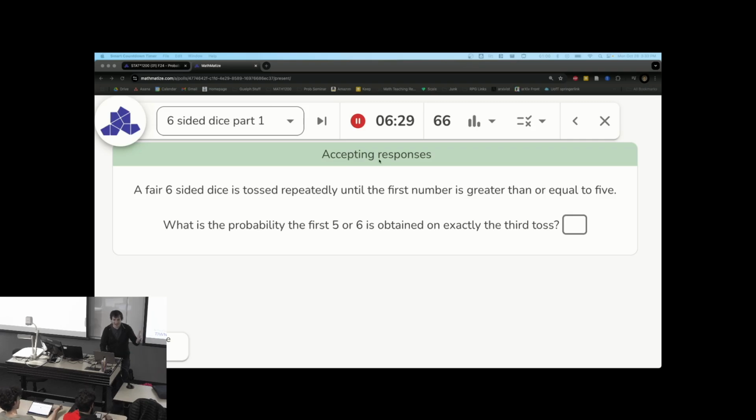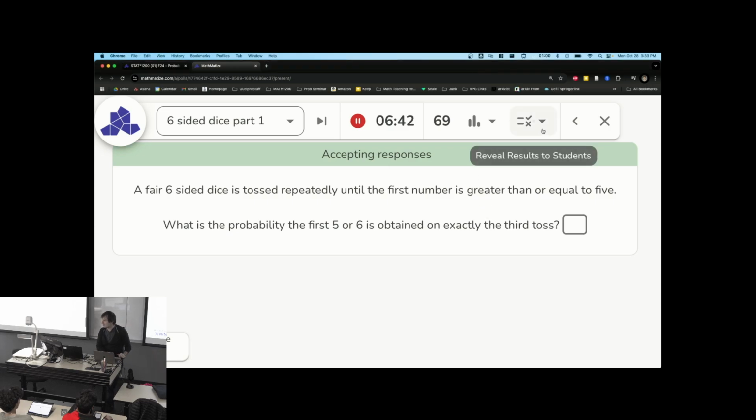Okay, so we're rolling a die, and unlike the binomial, where we said we're going to do something 10 times, or we pre-specified a number, we're going to roll until we get a 5 or a 6. And the question is, what's the chance that happens in exactly 3 tosses?